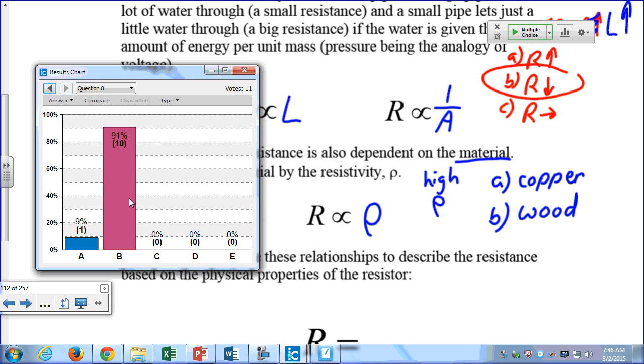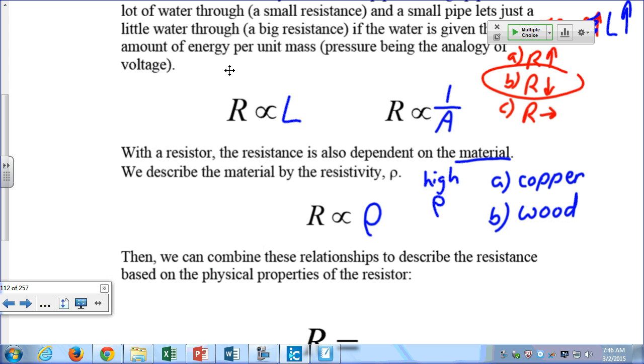Okay, which of these has the higher resistance, copper or wood? Wood has the higher resistance, so it also has the higher resistivity. Copper, it's a metal, it's a conductor, has a very, very low resistivity. That's why it's a good conductor, because it has a low resistivity.